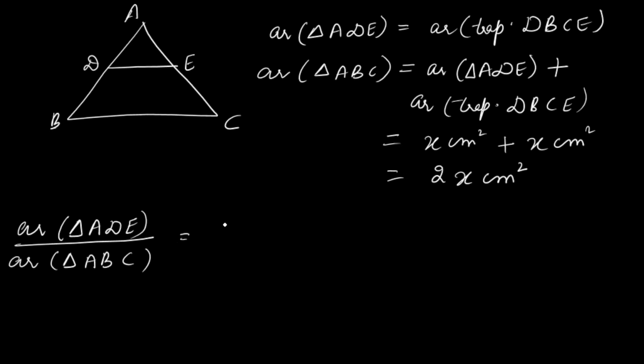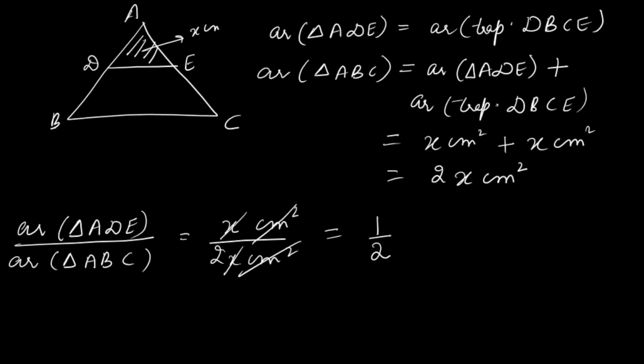So ADE we have just assumed as x centimeter square, and ABC we have found here it is 2x centimeter square. So centimeter square will get cancelled, x and x will get cancelled. So 1 by 2. What I did is I just assumed the area of ADE as x centimeter square. So this will also be x centimeter square because both of the areas are equal. It's given to us. So I just found the area of triangle ABC, that is x plus x. So we got it equals to 2x centimeter square. Then we found its ratio.